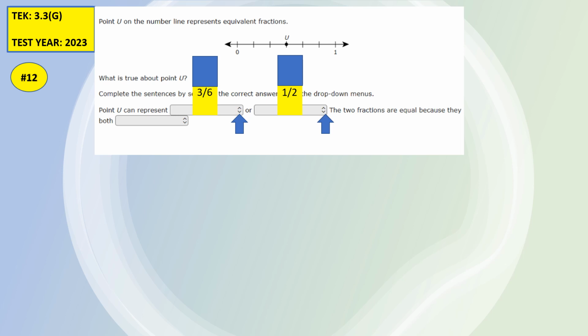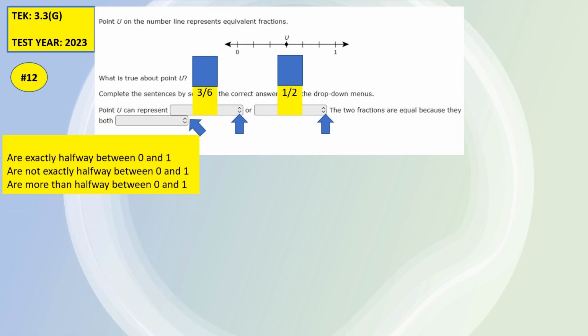So point U can represent 3/6 or 1/2. The two fractions are equal because they both are exactly halfway between 0 and 1. Now, your next set of arrows, you have these choices: are exactly halfway between 0 and 1? Well, yeah, that's true. Are not exactly halfway between 0 and 1? No, no. Are more than halfway between 0 and 1? No. So the only one that makes sense is the first option, are exactly halfway between 0 and 1, because that dot, point U, is halfway between 0 and 1.